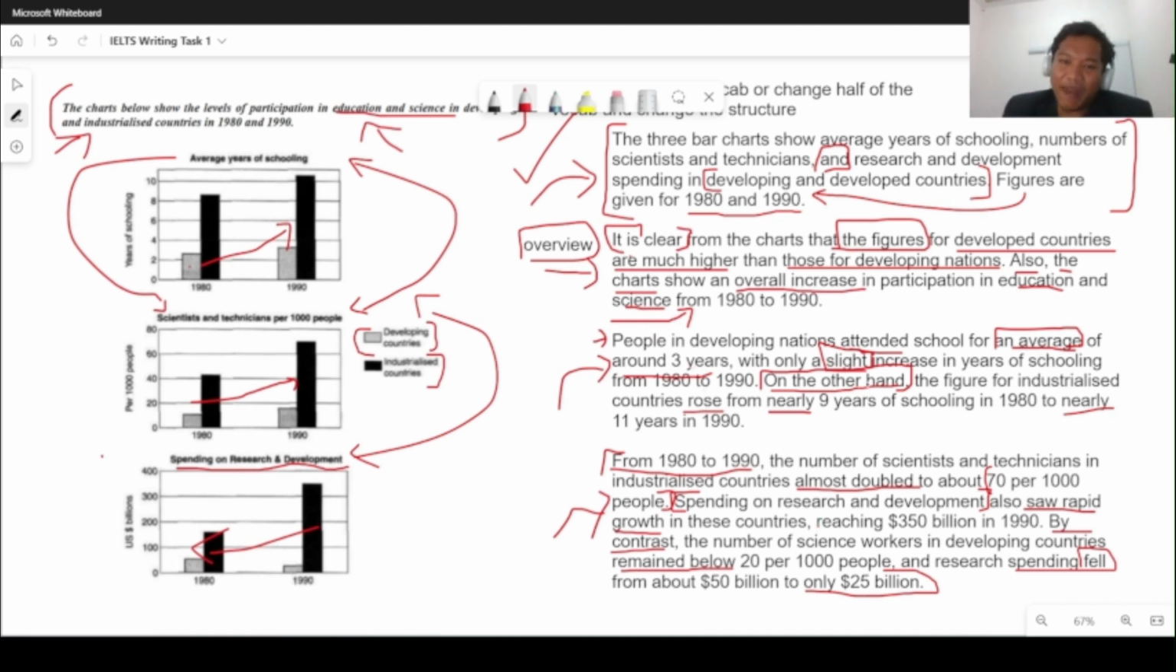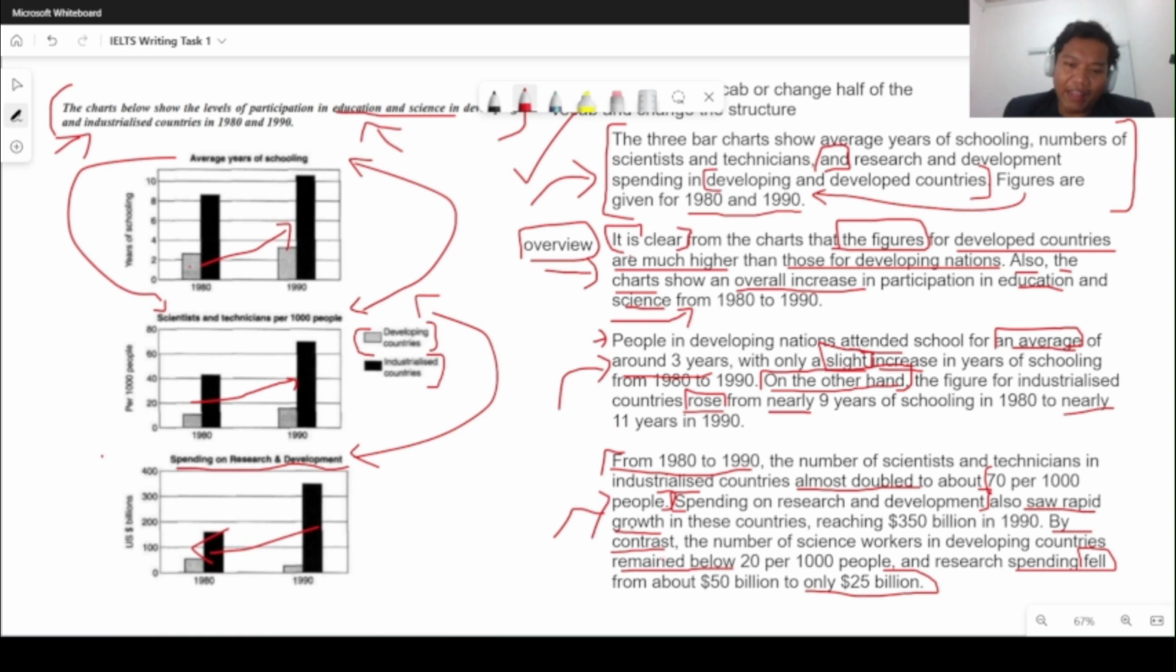The third paragraph focuses simply on the increase, right? You can see here words used are rose, increase, right? For an average with only a slight increase. On the other hand, it rose from nearly 9 years of schooling in 1980 to nearly 11 years in 1990. So it's consistent. The main topic is consistent. It's focused on the trend, that increase. That's it. It did not indicate what decreased. It did not indicate what remained stagnant.